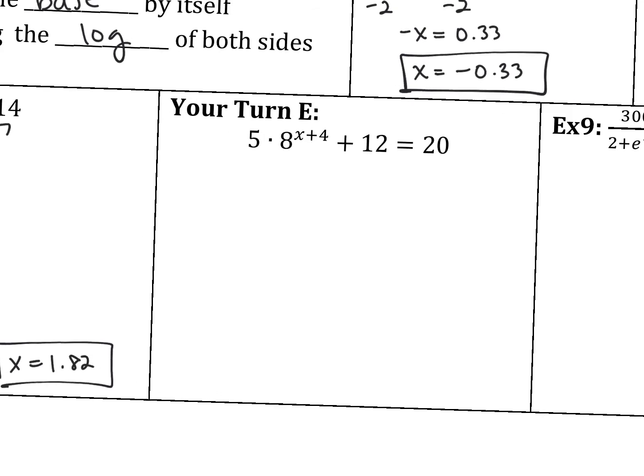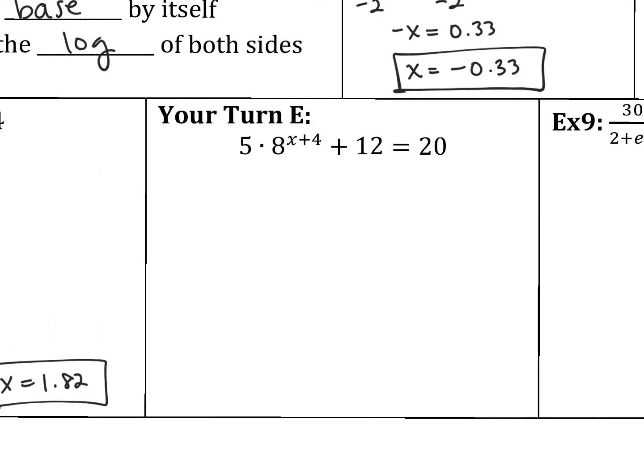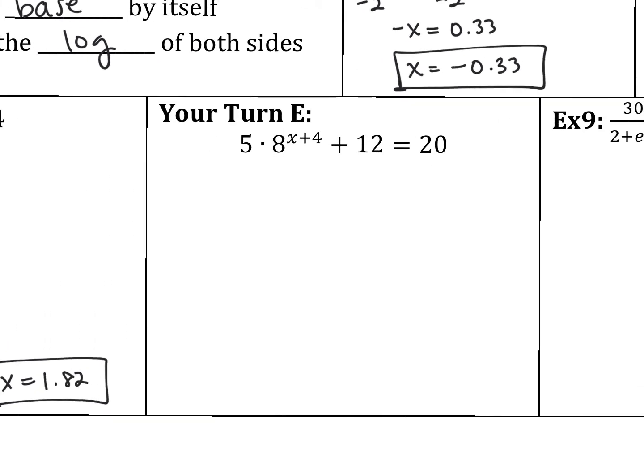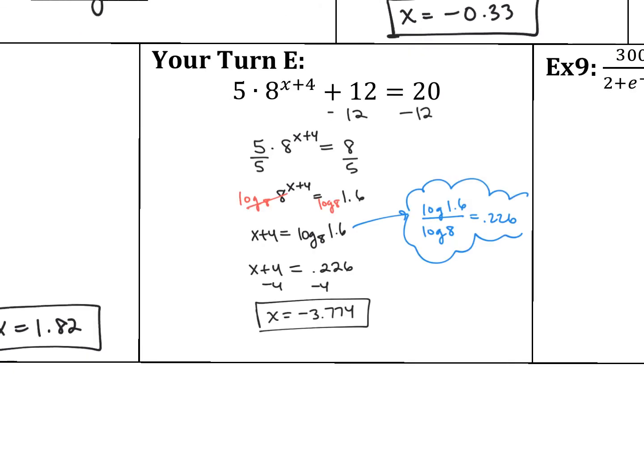Why don't you pause it and then see if you got it right. Remember, you need to keep the base completely by itself. Get the base completely by itself before you can start taking a log of any side. Did you get negative 3.774 approximately? If you didn't, take a second to check.